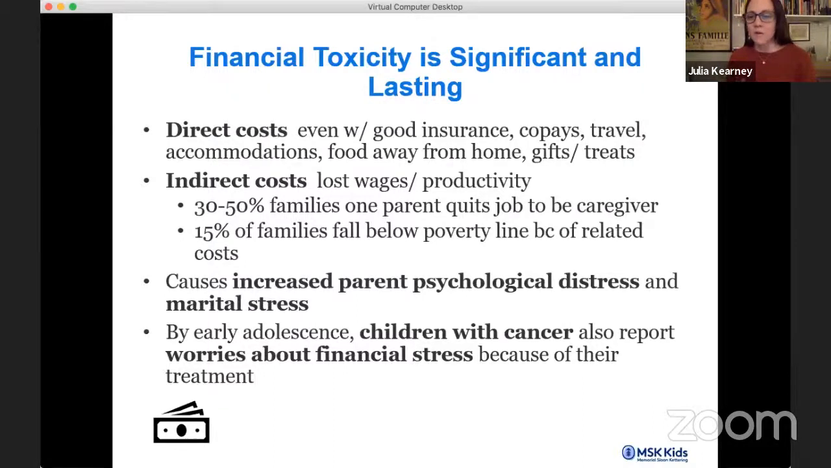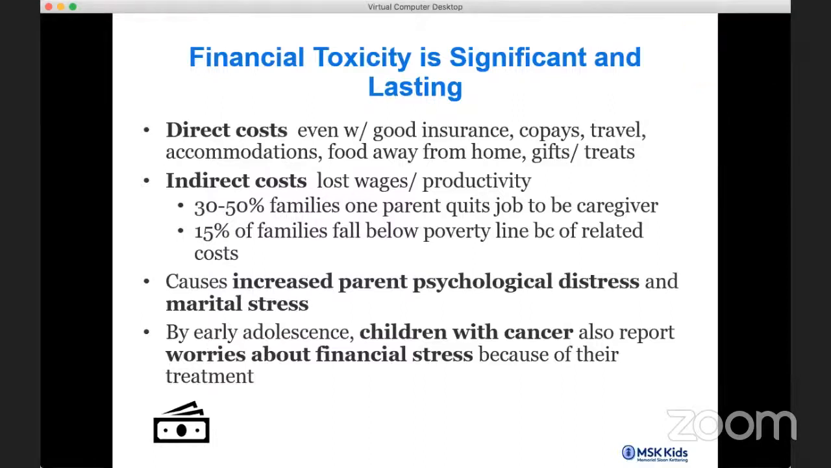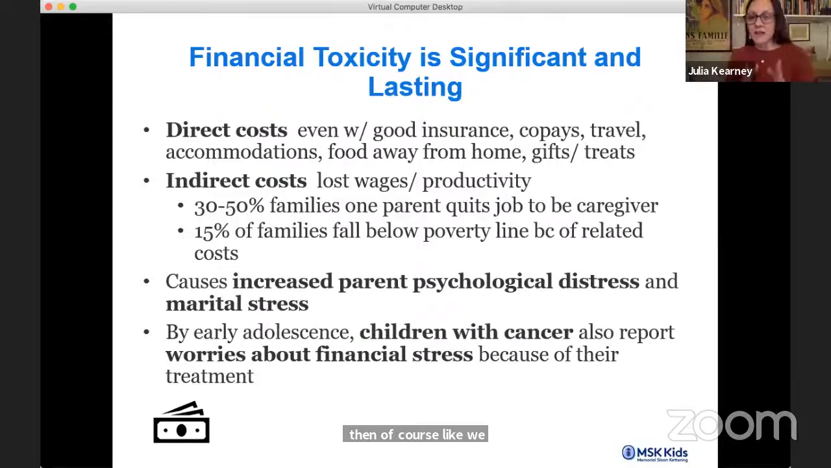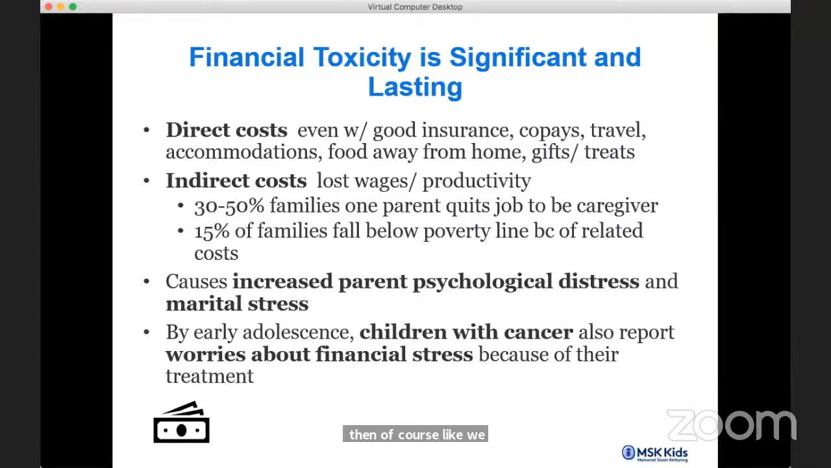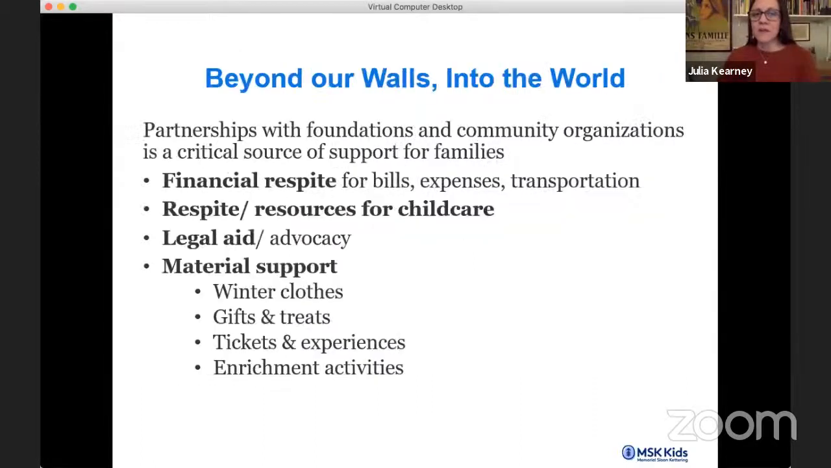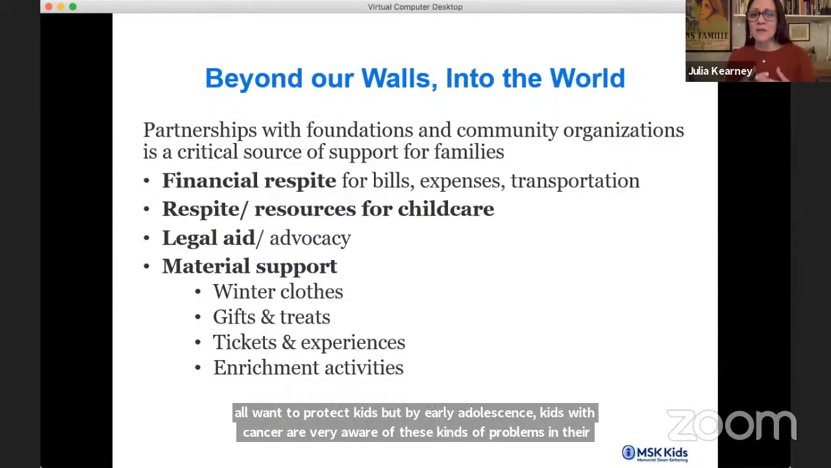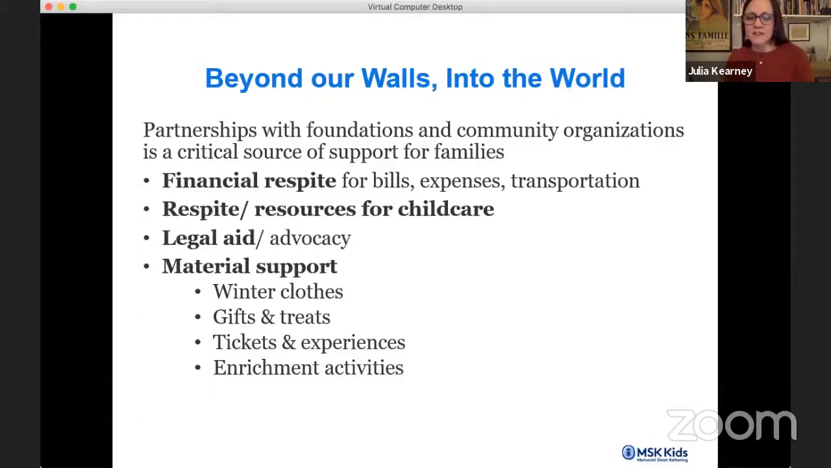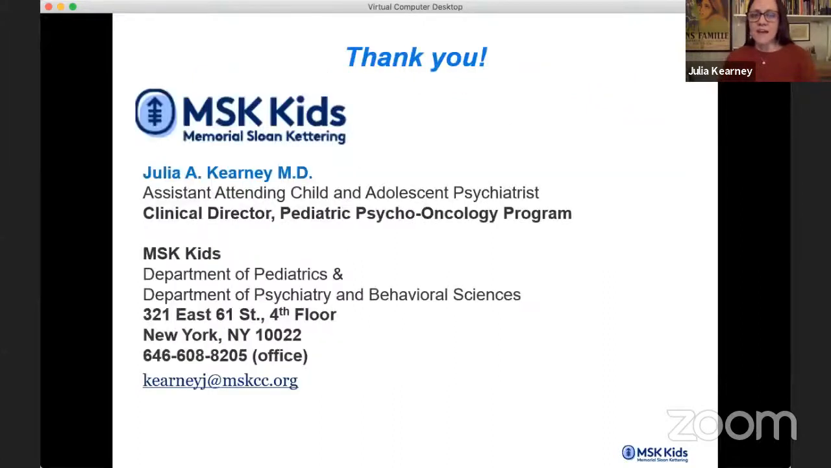And so they're reporting worries about financial stress because of their treatment. So the kinds of work the foundation is directly impacting are the kinds of things that we're constantly battling and trying to support and sustain families going through this treatment. We do our best and we have great resources at Sloan, but we really also need help in the community, and raising awareness like this and garnering support and volunteers that Ilana is doing is so important. So I'll just end with that by saying thank you.